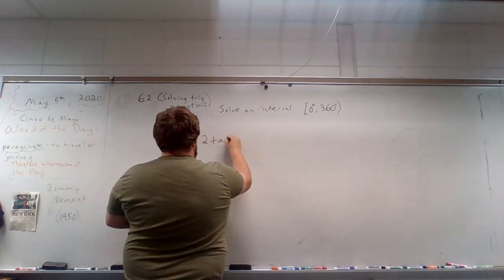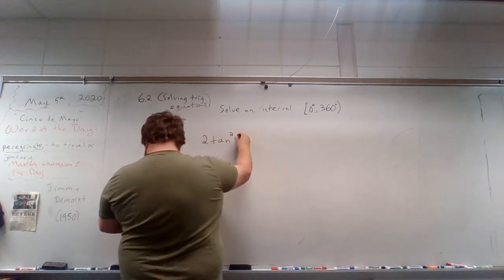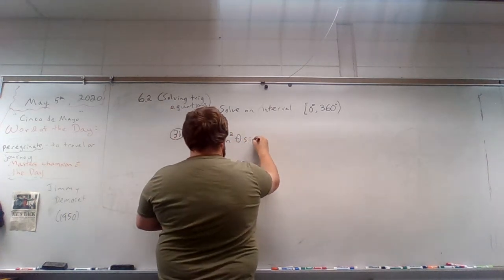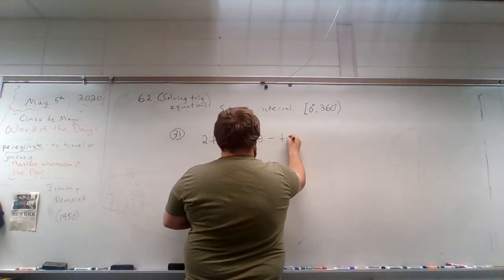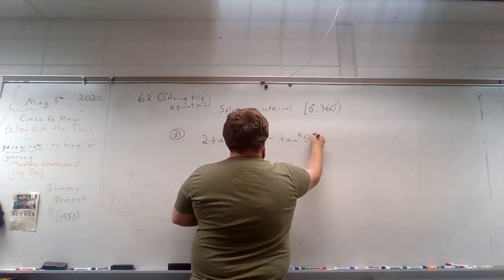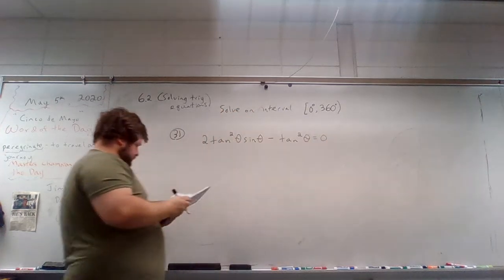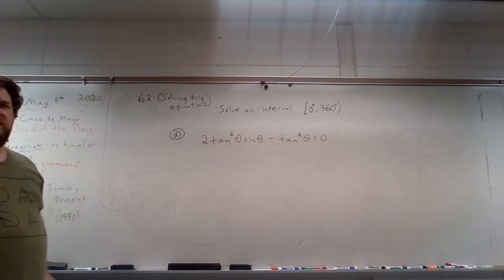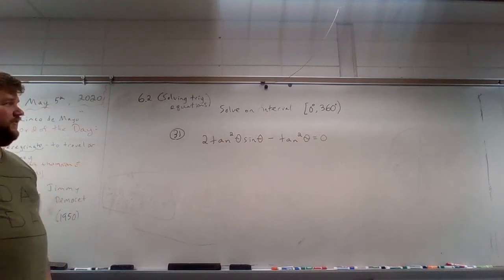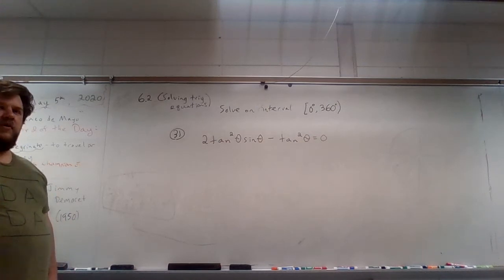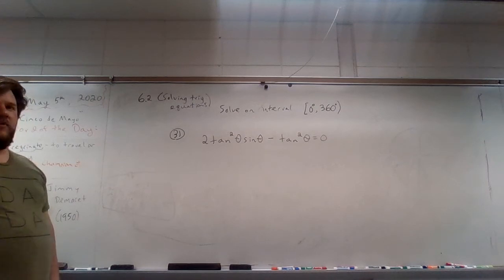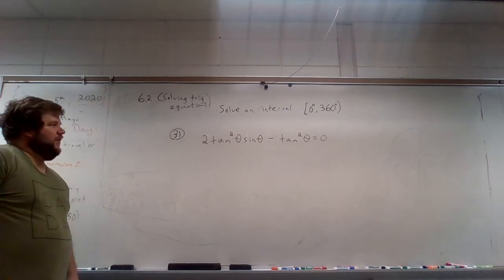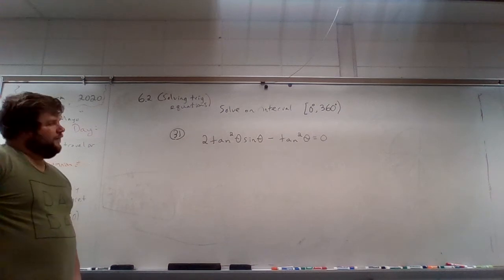2 tangent squared theta sine theta minus tangent squared theta is equal to 0. Okay. I think from here on in, I'm going to just get the equations for you, and I'm going to have you verify what the answers are in degrees. So you'll do that front work of looking at the unit circle and verifying what I'm going to tell you here. Okay, that'll be good practice for you in the video.